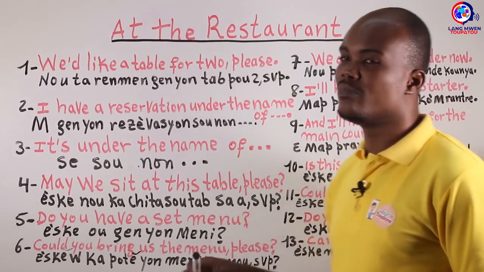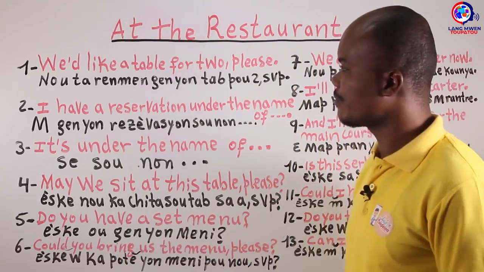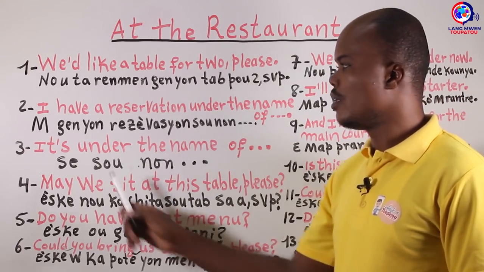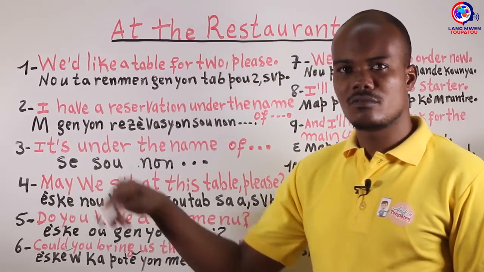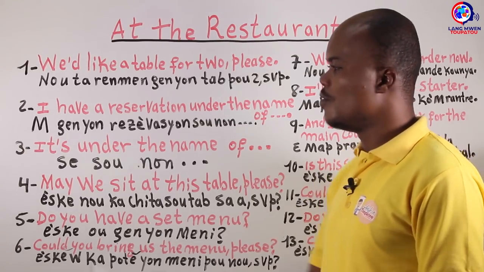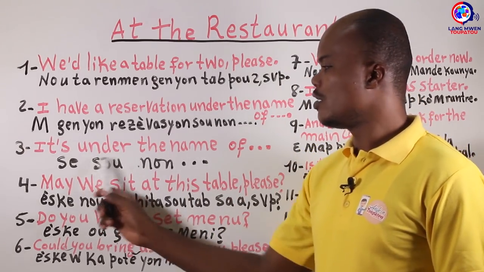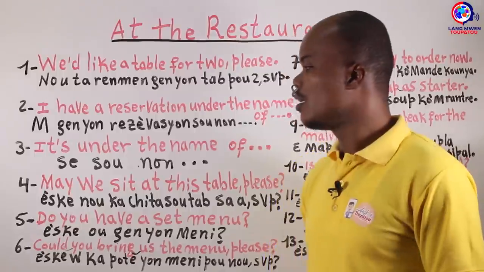Nous t'aimons une table pour deux, ou bien à deux, s'il vous plaît. I have a reservation under the name of. J'ai une réservation sous nom tellement. Ou bien, on capable dit, it's under the name of. C'est sous nom tellement, oui?